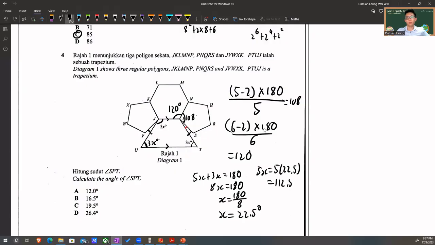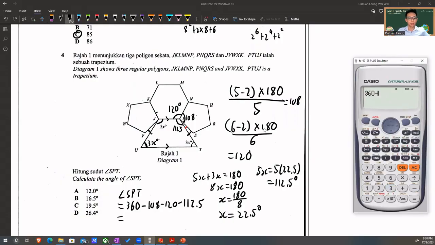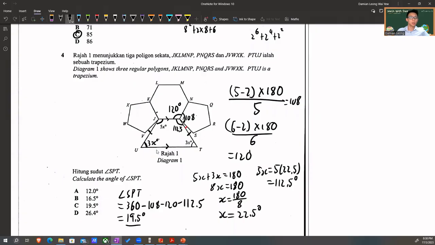112.5. Okay. So here is 112.5, which means this side also is 112.5. So these 4 angles form a full circle. So basically angle SPT is 360, which is a full circle, minus 108 minus 120 minus 112.5. So 360 minus 108 minus 120 minus 112.5 is 19.5 degrees. Yeah, answer C.